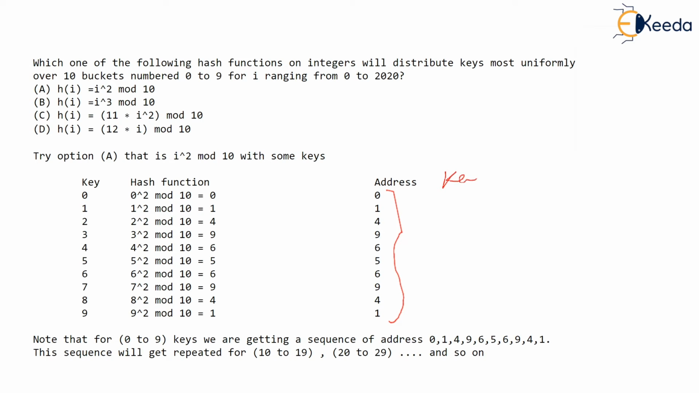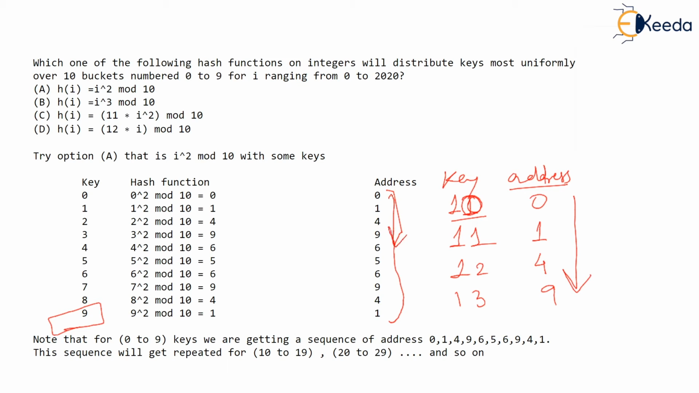For example, note I have taken only keys from 0 to 9. I'm so sorry, the last key I took was 9, and we have to go up to 2020. If you take key 10, its address will be 0. Key 11, its address will be 1. Key 12, its address will be 4. Key 13, its address will be 9. Just observe this sequence. This is the same as the sequence we got here.